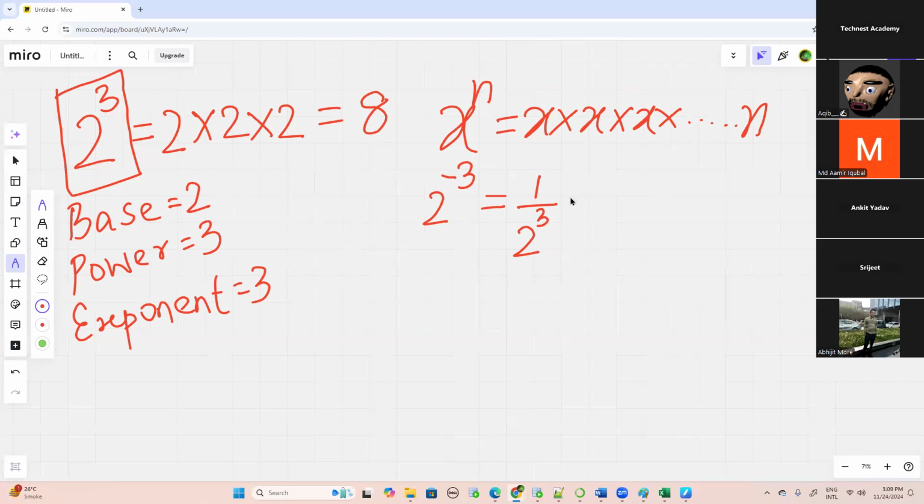Now, what will be the value of 1 divided by 2 raised to 3? 2 raised to 3 will be how much? 8. So then you have to perform this operation 1 divided by 8. So this will be something like 0.125 approx. Is this clear?